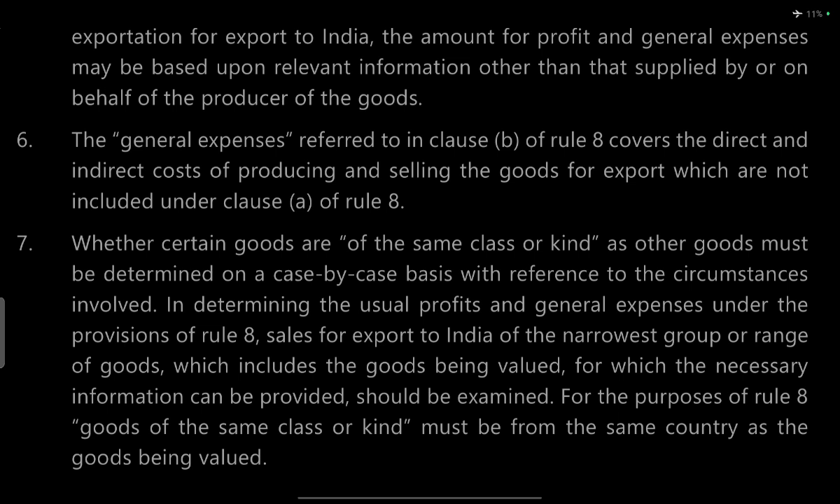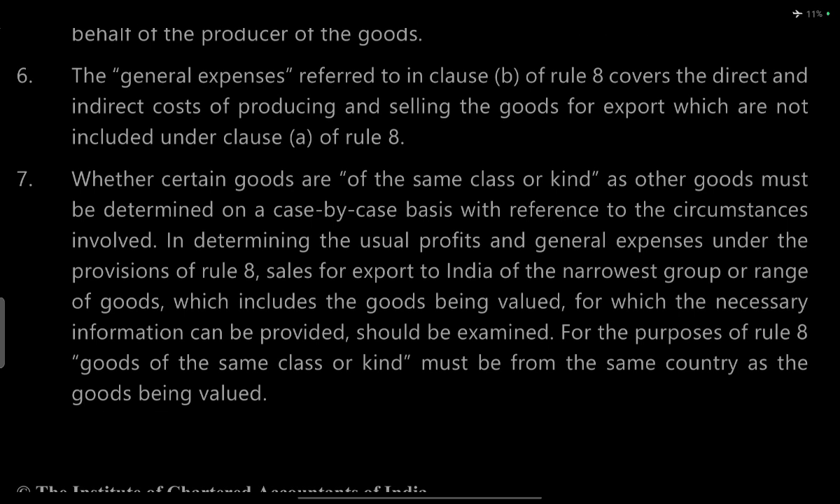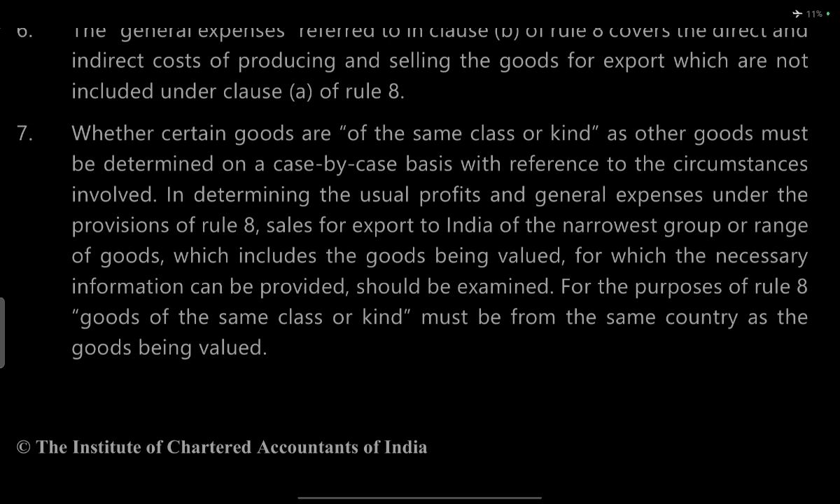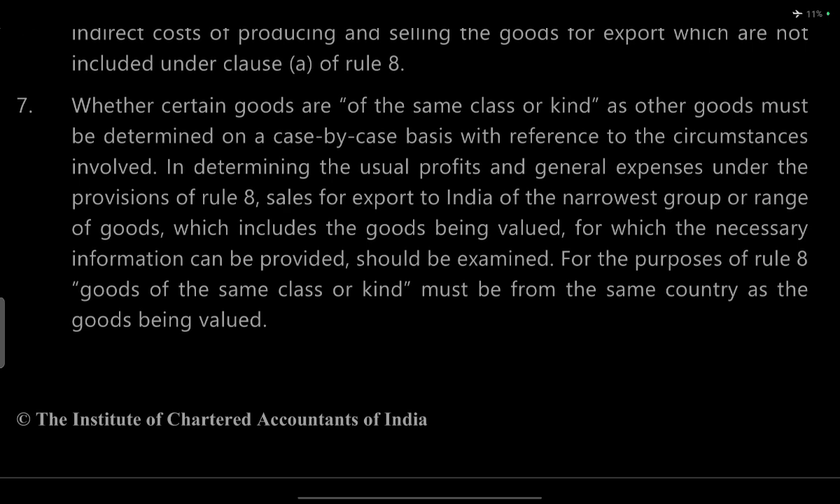General expenses refer to clause (b) of Rule 8 and cover the direct and indirect costs of producing and selling the goods for export which are not included under Rule 8. Whether goods are of the same class or kind must be determined case by case with reference to the circumstances. In determining the usual profit and general expenses under the provision of this rule, sales for export to India of the narrowest group or range of goods which includes the goods being valued, and for which the necessary information can be provided, shall be examined. For the purpose of the rule, goods of the same class or kind must be from the same country as the goods being valued.